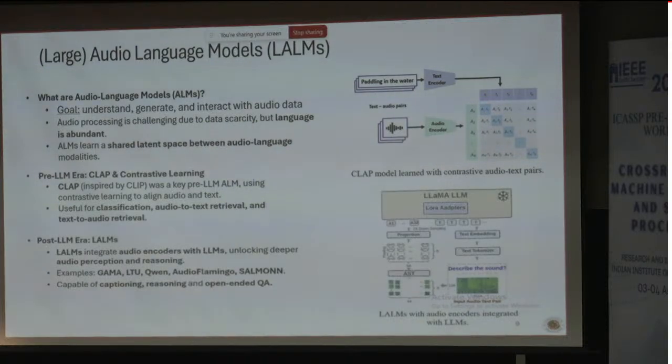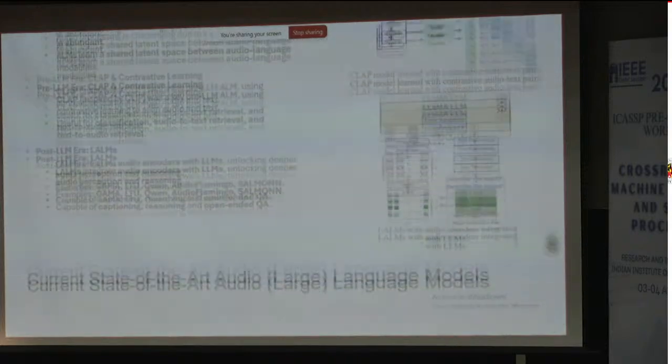And now LLMs became popular after ChatGPT. Suddenly, we have the post-LLM era. This leads to what is called LALM, which is what we're working on right now, integrating audio encoders with LLMs. Here are some examples. There are some models from us, from Microsoft, and other companies. You can see they can do captioning, reasoning, and open-ended question answering. I'll show you the state of the art, and how far we can still go from here.